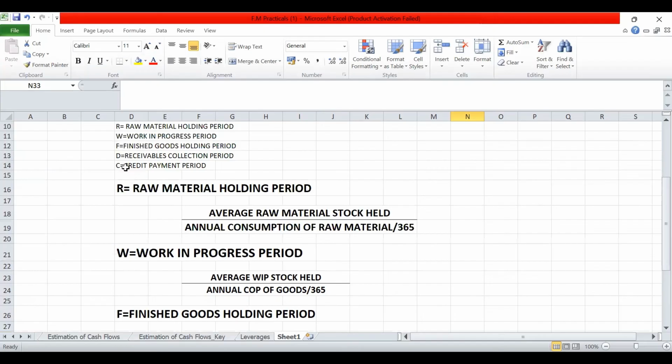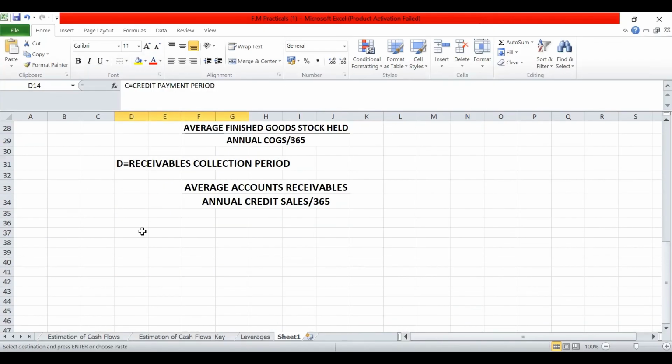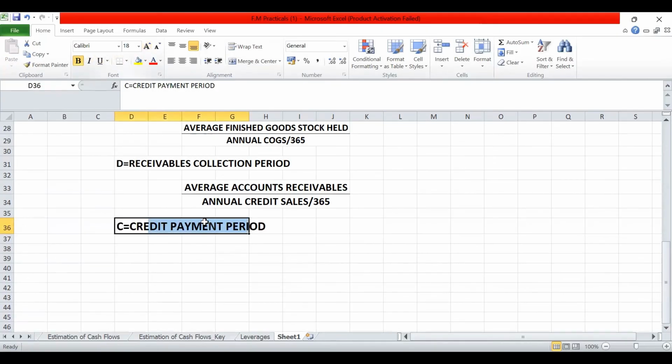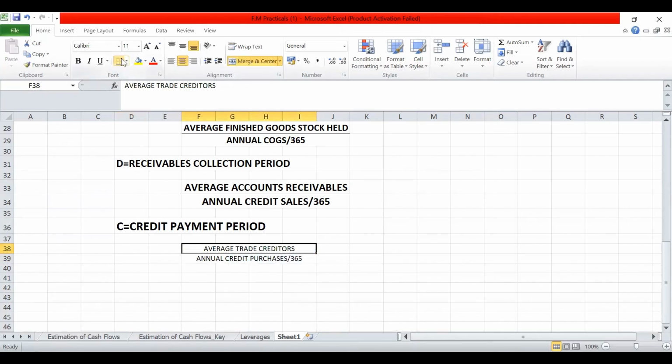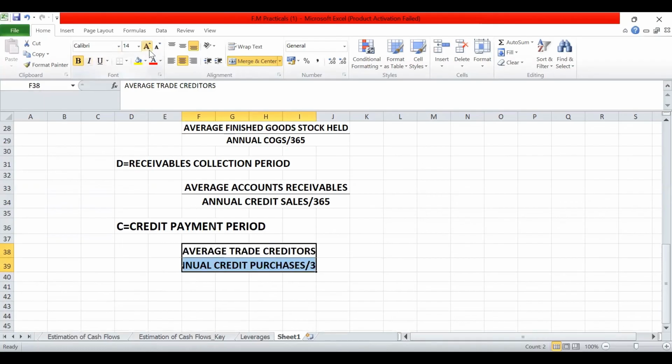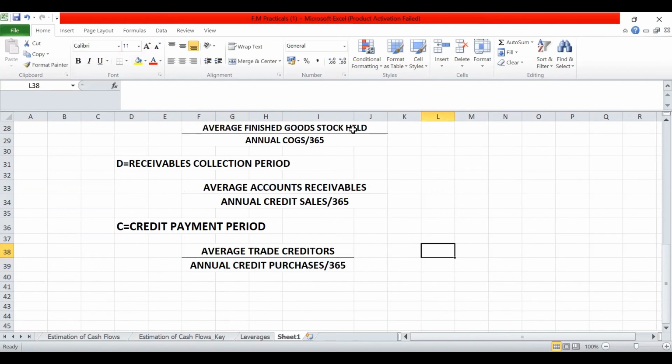Last, we are left with the credit payment period. In order to calculate this, again, we have the formula. So let's find it out. So credit payment period is basically average trade creditors, trade creditors or our accounts payable, right? Divided by annual credit purchases. Credit purchases divided by 365. So here you need to merge the cells in order to divide it. So average trade creditors divided by annual credit purchases divided by 365 gives you credit payment period.